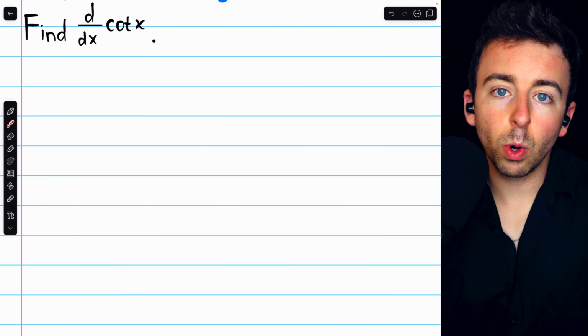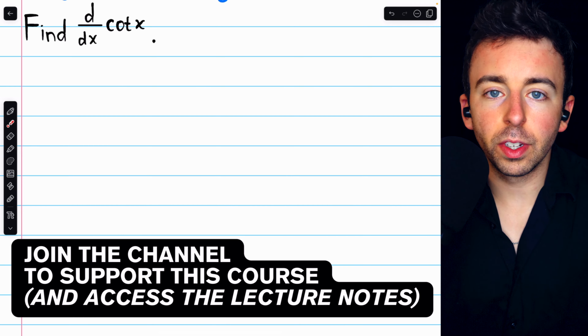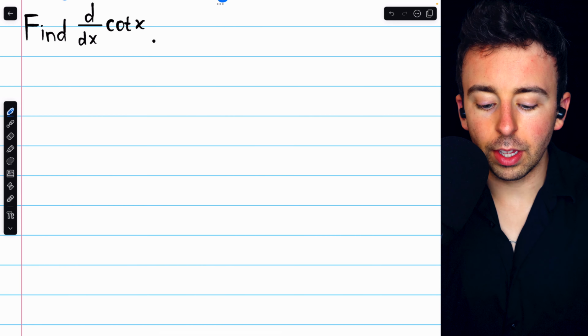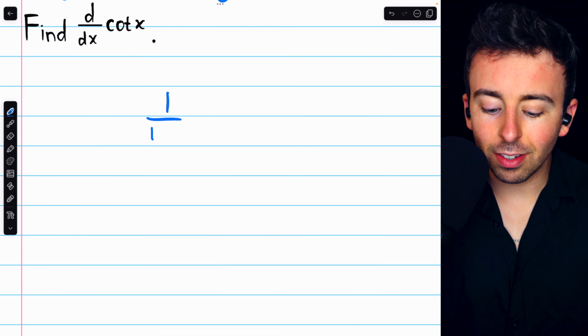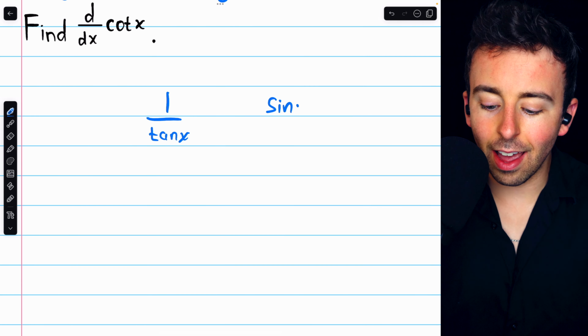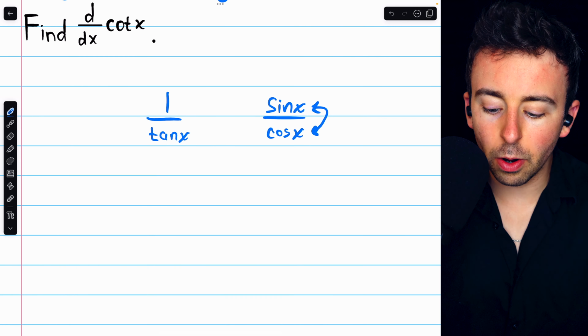Cotangent x is one of the 6 basic trig functions, so you want to have its derivative memorized. But if you don't know it yet, we can figure it out using the chain rule. You have to recall that cotangent is the reciprocal of tangent, and that tangent is sine over cosine. This means that cotangent is the reciprocal of sine over cosine.